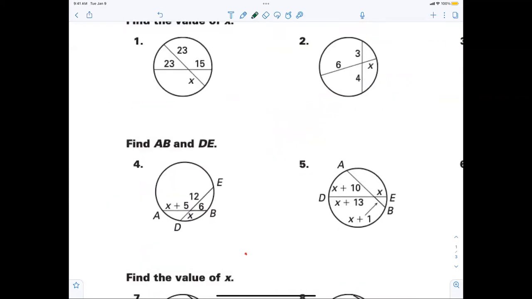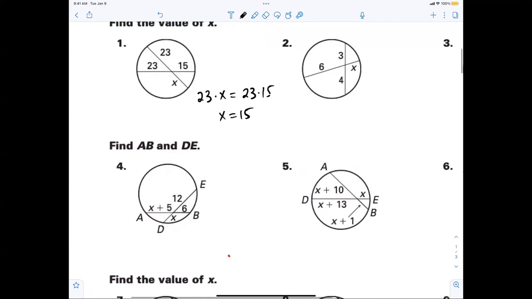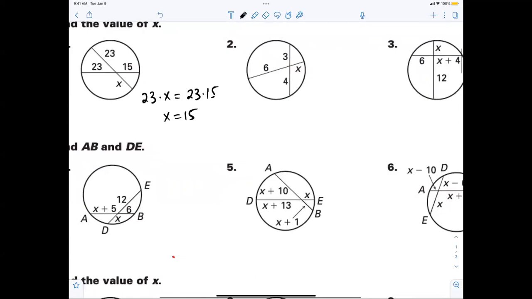So for question number 1, you would simply say 23 times X must equal what? 23 times 15. Thank you, 23 times 15. And of course, we can just look at that and say X must have been what? 15. X must be 15. Just to make sure, we'll go ahead and do number 2. We'll say 6X must equal 3 times 4. So X must equal what? 2. X must equal 2. Again, you see, it's really simple.